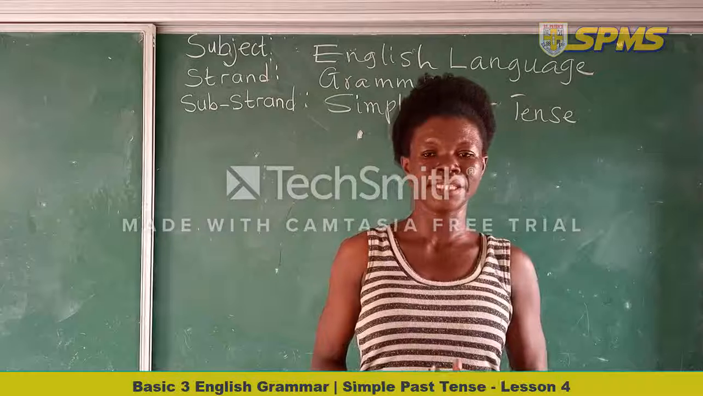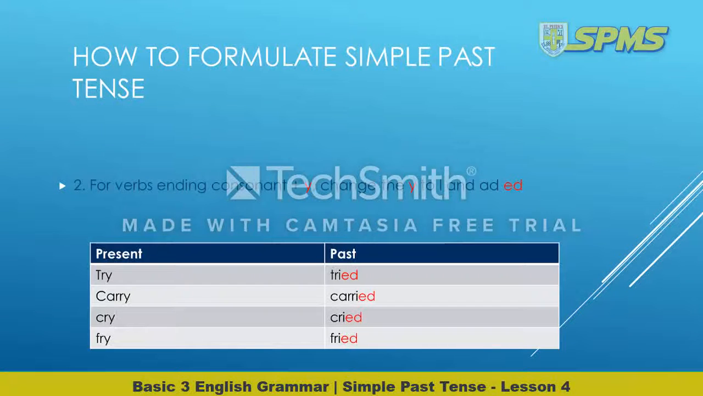Good. The second one states that for verbs that end in consonant plus Y, we change the Y to I and we add ED. For example, try ends in Y, so we take away the Y and we bring IED and it becomes tried. Carry, carried, cry, cried. Good.